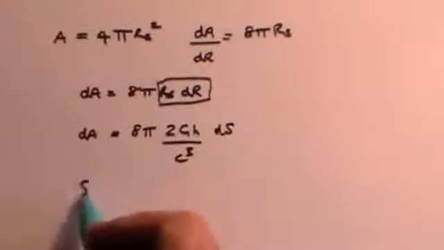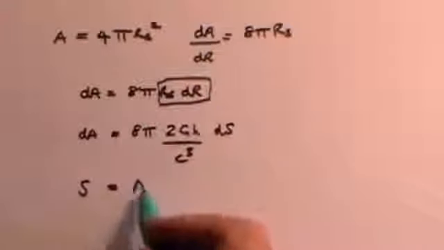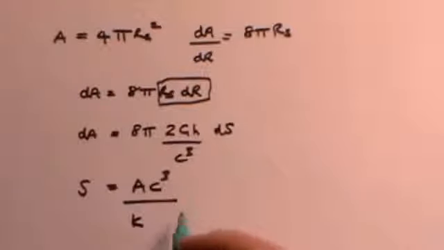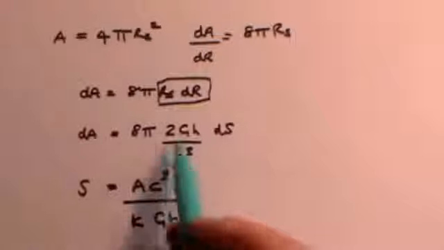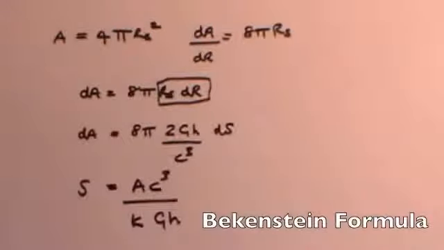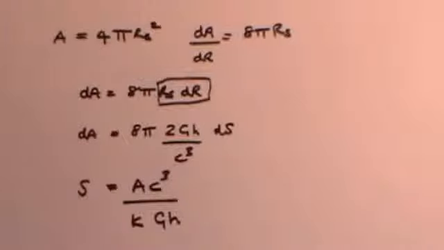And if we rearrange this formula, now that we have S and A, we get that S is equal to Ac cubed divided by a set of constants times Gh. In other words, we're going to take the 16 pi and just make it a constant. And that is known as the Bekenstein formula. It shows you how the entropy of the black hole changes as its area increases. That's the surface area associated with the Schwarzschild radius.